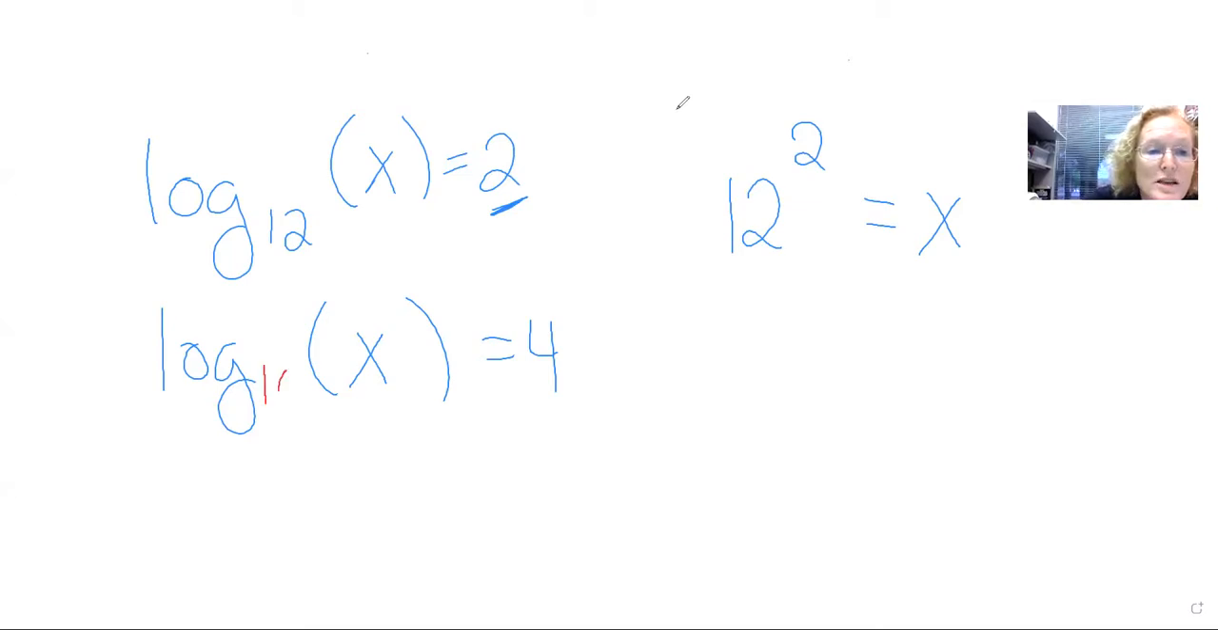If there is no base, and this is crucial, you need to know this. So if you're watching this later, pause your video, write this down. If there is no base, it is an understood 10. So you can write the 10 in. Now, the math books won't, because it's easier not to, but you can. So if it just says log with no base, put a 10 right there.